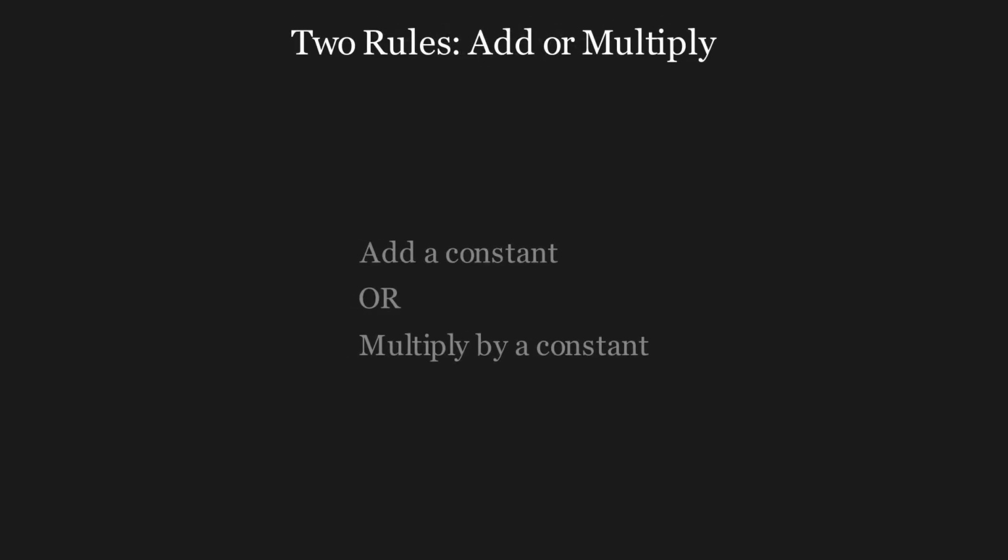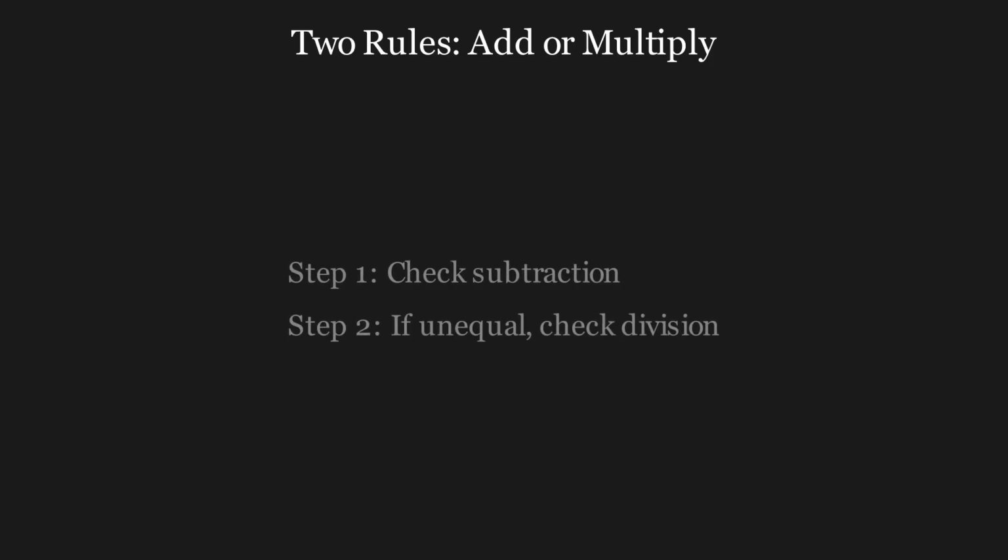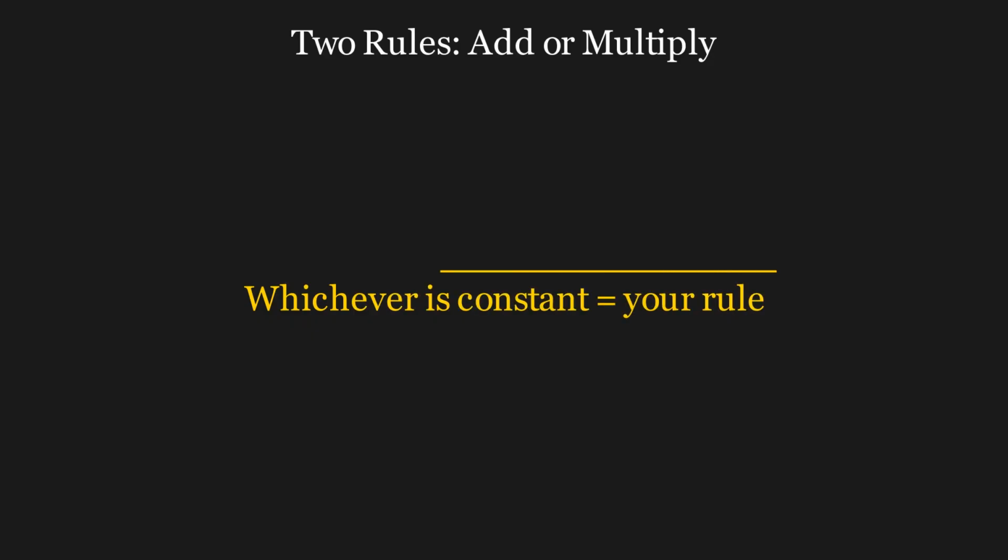This is really the whole trick to these problems. The rule connecting each term to the next is either a constant amount you add or a constant amount you multiply by. Check the subtraction first, since it's simpler. If the differences are all equal, you're done. If they're not, try dividing consecutive terms instead. One of those two will usually be constant, and that's your rule.